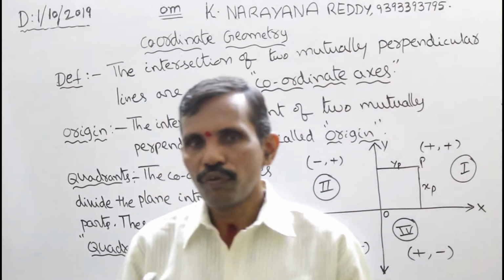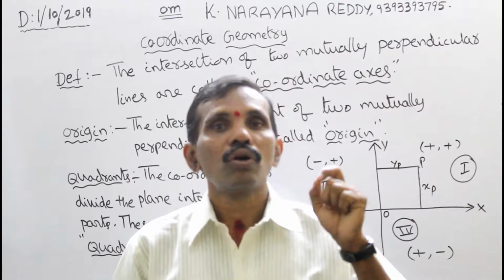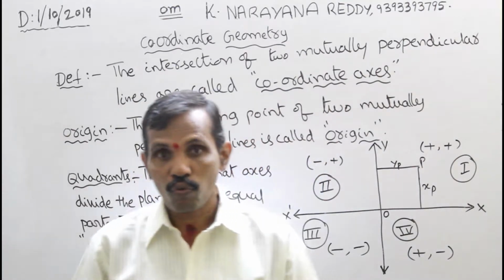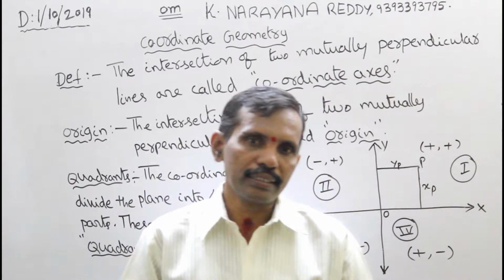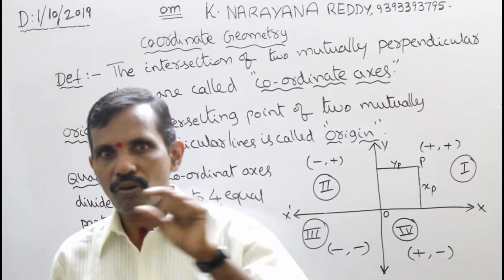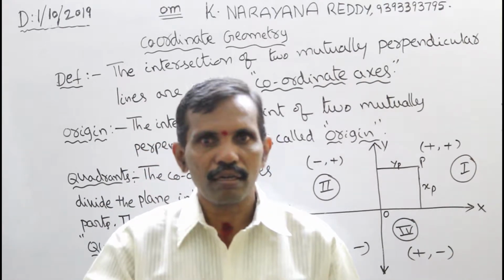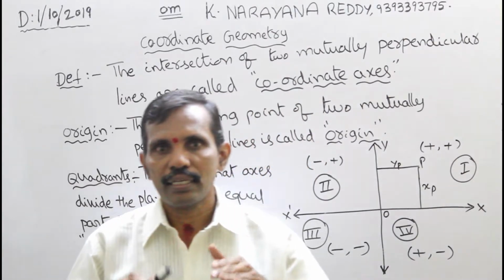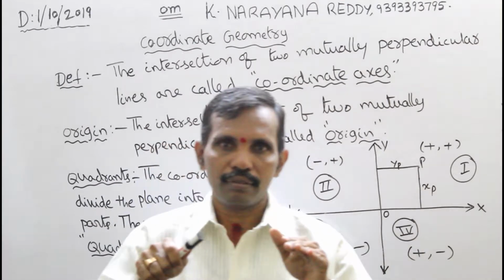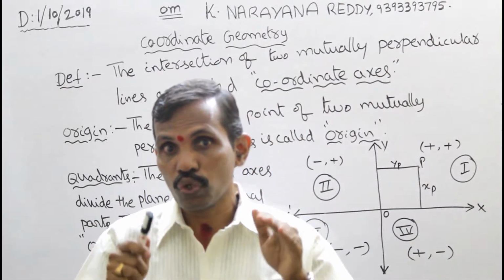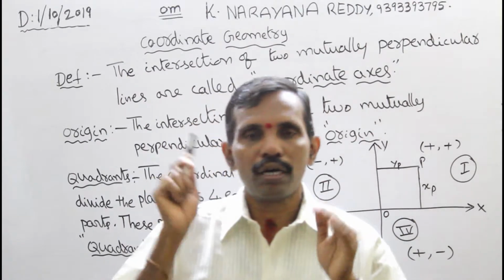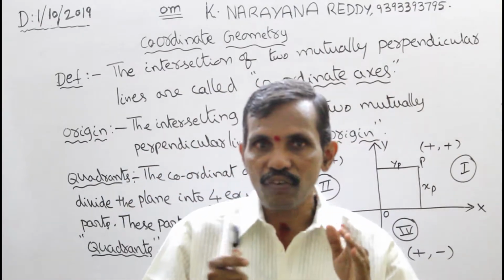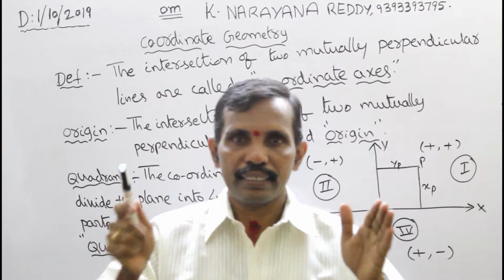First of all, we want to know the definition of coordinate axis. Before that, we want to know about axis. What is meant by axis? An axis is nothing but a horizontal line, called the x-axis, and a vertical line, called the y-axis. The intersection of these two axes is called the intersecting point. The intersecting point of these two axes is called the origin, and the mutually perpendicular intersection of these x and y axes is called the coordinate axes.